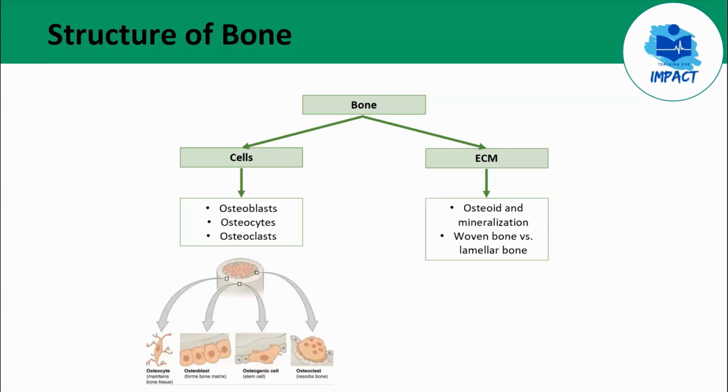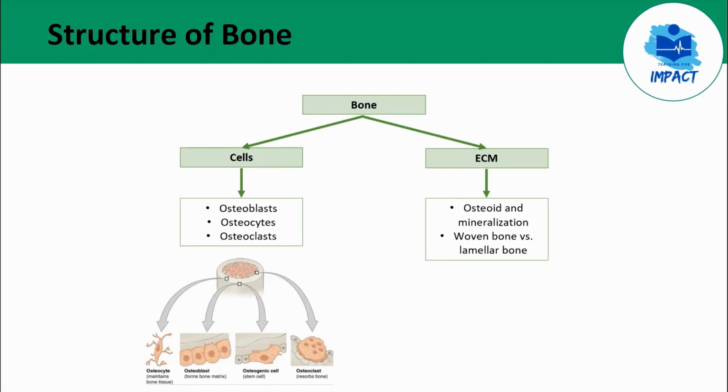The extracellular matrix exists initially as osteoid, which is an organic, unmineralized bone matrix consisting of type 1 collagen, proteoglycans, osteocalcin, and osteonectin. Osteonectin binds the collagen and proteoglycans together. Osteoid then becomes mineralized by the deposition of calcium hydroxyapatite, which are calcium phosphate crystals that give the bone strength.